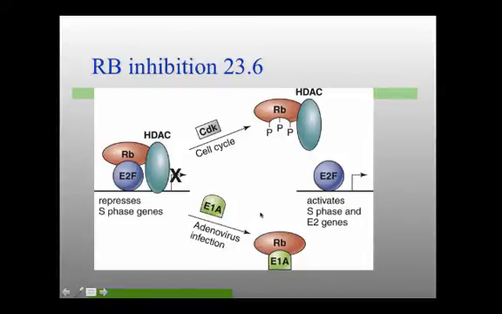E1A interacts through that RB interaction domain, the conserved region, and basically does exactly the same thing as phosphorylation, releases these E2 factors, which are cellular factors, to go ahead and activate transcription for those E2 genes. Now, there's a couple of different E2 genes, but the ones we already talked about do what? They're DNA polymerases, they're terminal proteins, they're DNA binding proteins. They're important for DNA replication. So this is one of the things that E1A does.